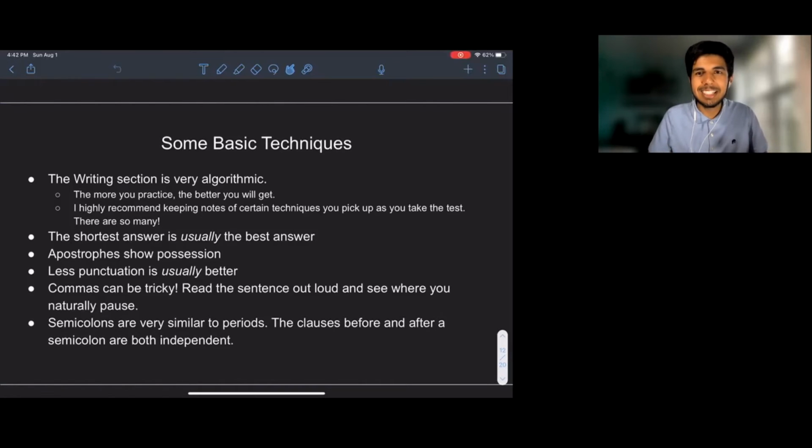Second, apostrophes show possession. There's not much to that. If you are confused about apostrophes, I suggest doing some Google searches about how apostrophes are used. That should really help you out. Oftentimes you'll come across questions where you have to decide between an apostrophe S or just an S. So that's deciding between possession or plural. So knowing that apostrophes show possession can be really helpful.